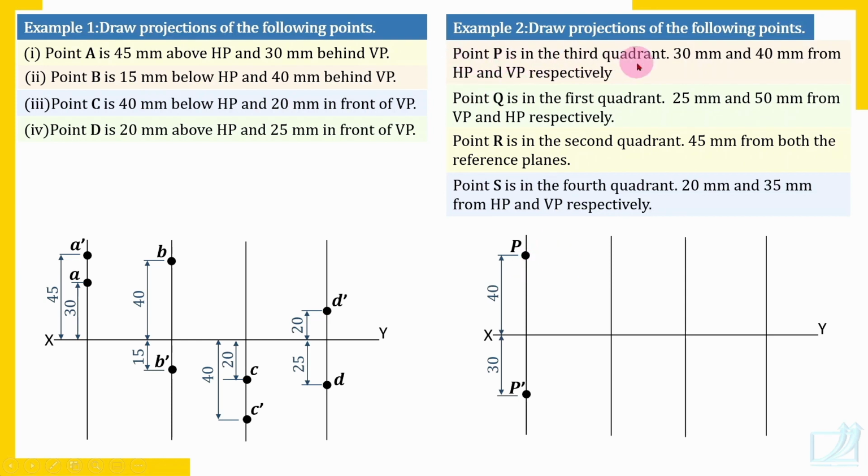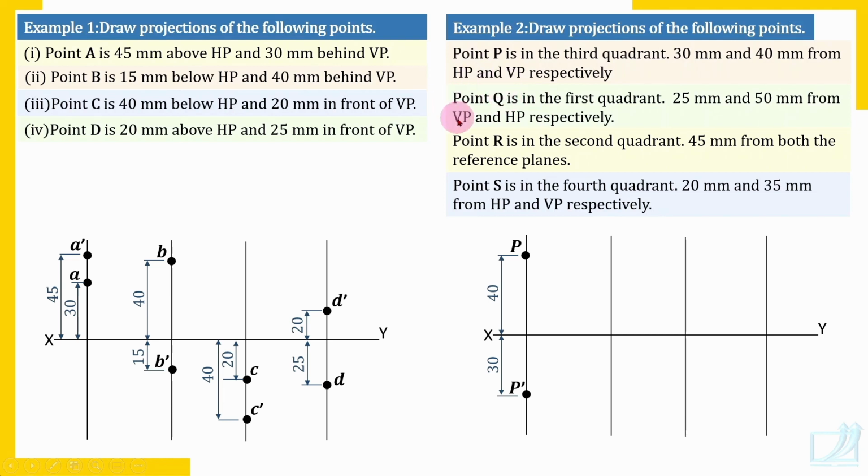Point P is in third quadrant. That suggested that top view above means distance from VP above. 40 millimeter above we have measured and 30 millimeters below we have measured. And this is how we have labeled top view and front view, because this 40 millimeter is distance from VP, this point is P, and 30 millimeter is distance from HP. So this point is to be labeled with dash, so P dash.